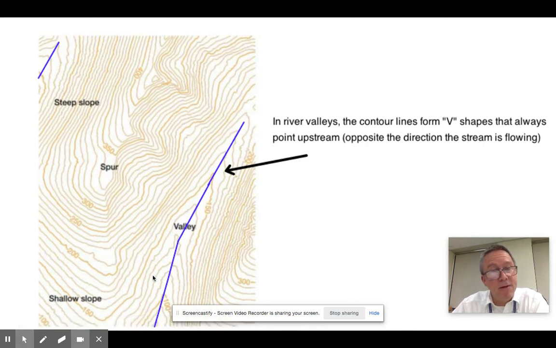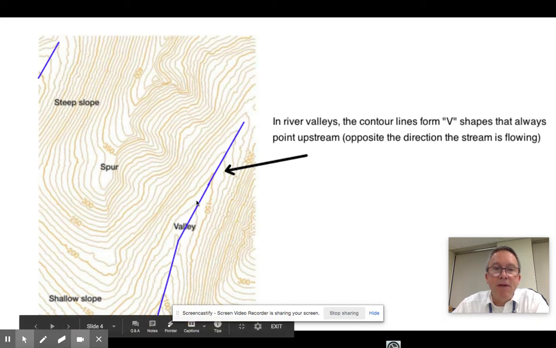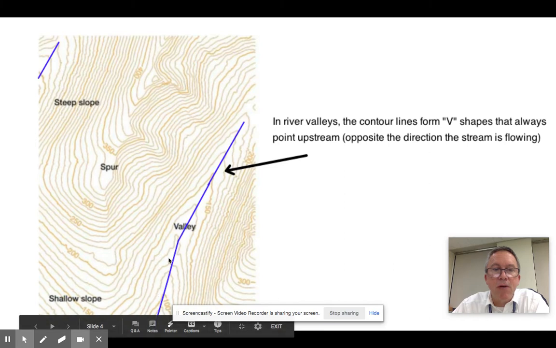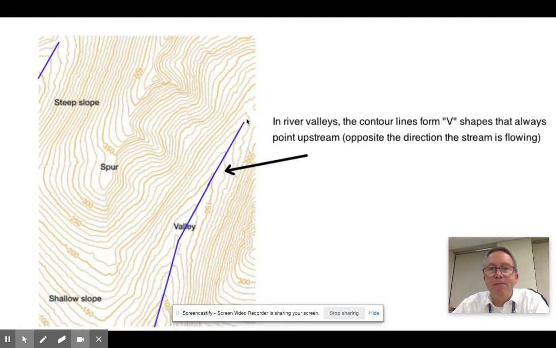It isn't necessarily a valley. Here's how you can tell. In a valley, these V shapes will always point uphill. So here's 150 feet of elevation. Here's 200 feet of elevation. So I can see that these V's are pointing to higher ground. And that's a key feature that we'll notice in a stream valley. So in stream valleys, we'll see these V-shaped contour lines pointing upstream. Notice the water's flowing the opposite way of the V's.